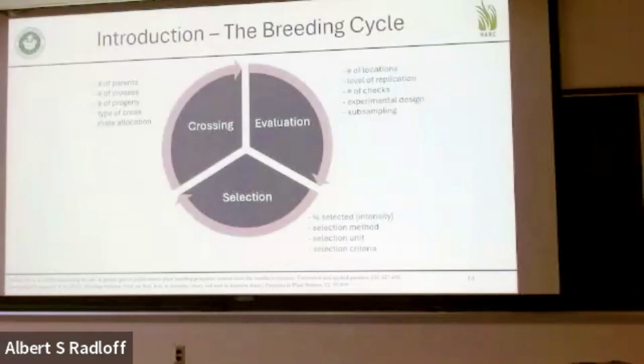And then selection, it's that component, again, that really differentiates neo-domestication and historical domestication. And so you can select the percentage of individuals, selection intensity. You can use different selection methods. You can use culling and truncation, or you can select on an index. You can select on a different unit, whether it's families, lines, or parents, or a different criteria. You can select on the phenotype, the genotype, breeding values. And so each of these parameters creates a different result in the gain that your population realizes over generations.